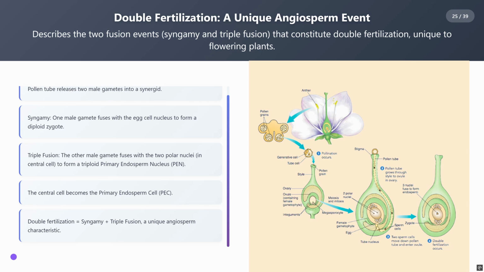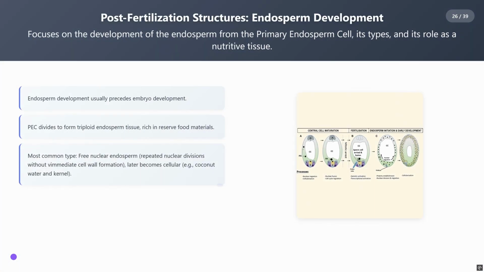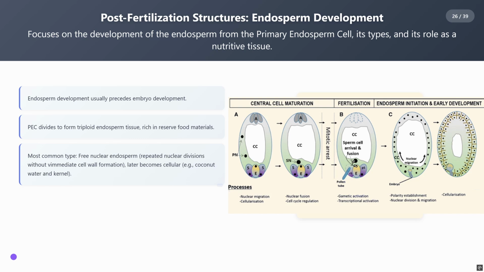Right after double fertilization, the central cell, now containing the triploid PEN, is referred to as the primary endosperm cell, PEC. This PEC will divide and develop into the endosperm, which, as we'll see, is a nutrient-rich tissue designed to nourish the developing embryo. Meanwhile, the diploid zygote will undergo development to form the embryo itself, the miniature future plant. So one fusion creates the baby plant embryo, and the other creates its food supply, endosperm. Ingenious.